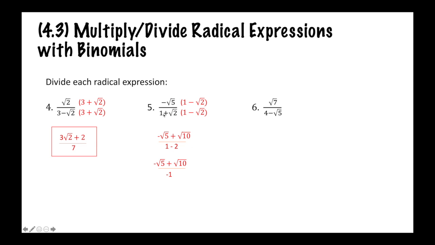And then divided by, well, here 1 times 1 is 1. The outside would be negative root 2. The inside would be positive root 2. Those will cancel. And then finally, root 2 times negative root 2 is going to be negative root 4, which then turns into -2.